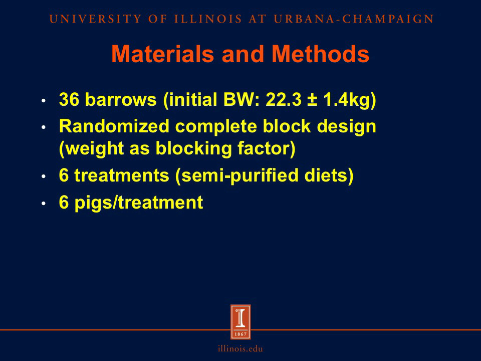A total of 36 barrows with initial body weight of 22.3 kilograms were randomly allotted to corn, US soybean meal, and full-fat rice bran semi-purified diets with and without phytase in a randomized complete block design with body weight as a blocking factor. 6 individually penned pigs were assigned to each of the 6 formulated diets. Corn and soybean meal served as reference ingredients for the validation of results with full-fat rice bran, since the STTD of P of the said ingredients were already established.